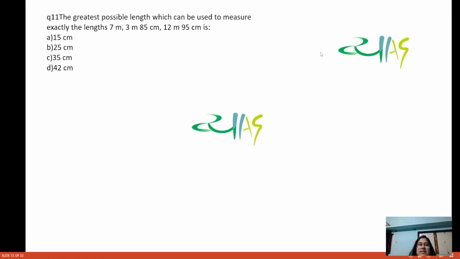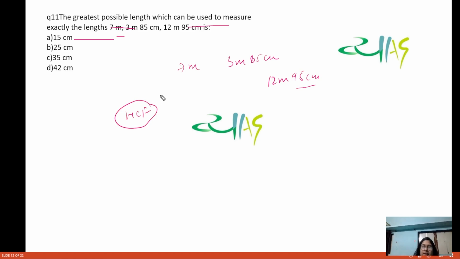OK. Now see this question. The greatest possible length which can be exactly used to measure these lengths. That is, they are asking for the greatest possible length which can be exactly used to measure these lengths. So you are given 7 meters, 3 meters 85 centimeters, and 12 meters 95 centimeters. OK, so this is easy for you. Why? Because now here HCF will be used. You have to find the HCF of this and this. OK. Now 7 meters is what?